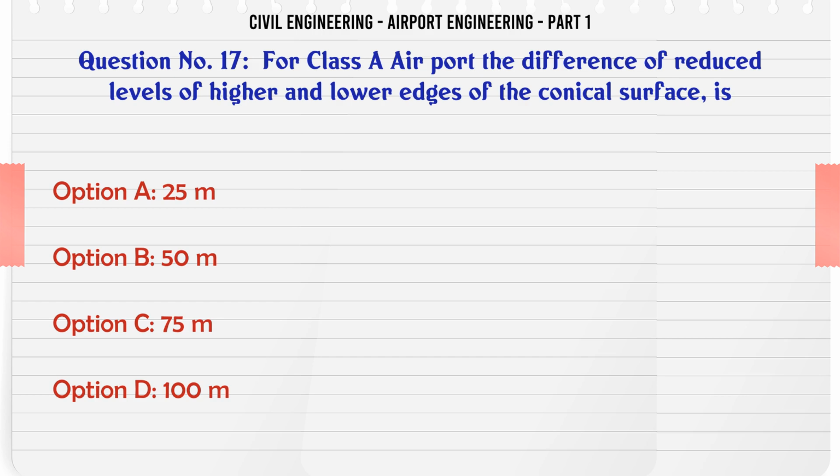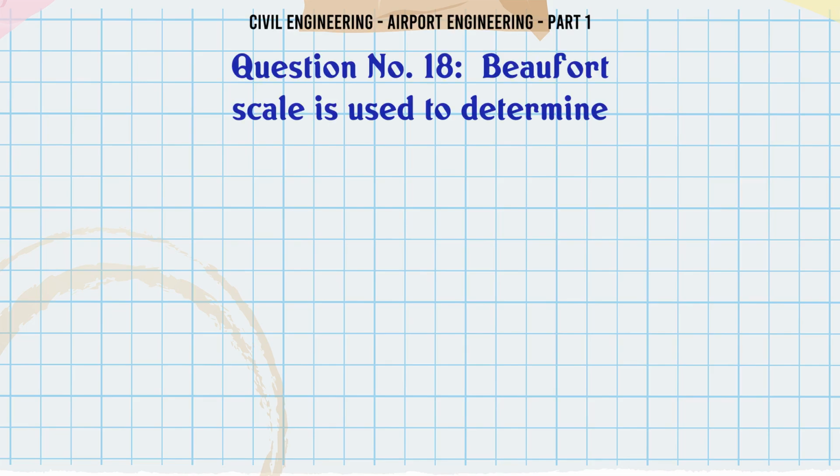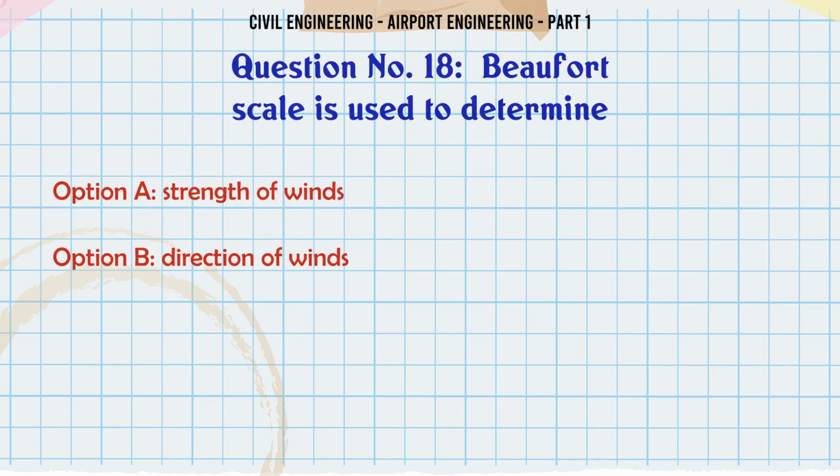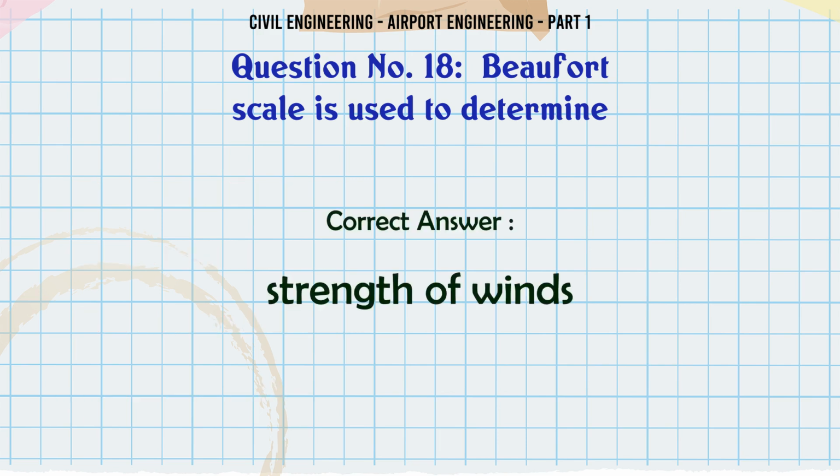100 m. The correct answer is 100 m. The Beaufort scale is used to determine: A. strength of winds, B. direction of winds, C. height of aircrafts, D. none of these. The correct answer is strength of winds.